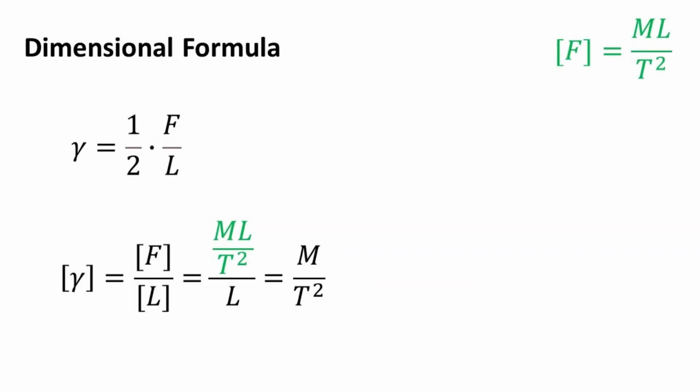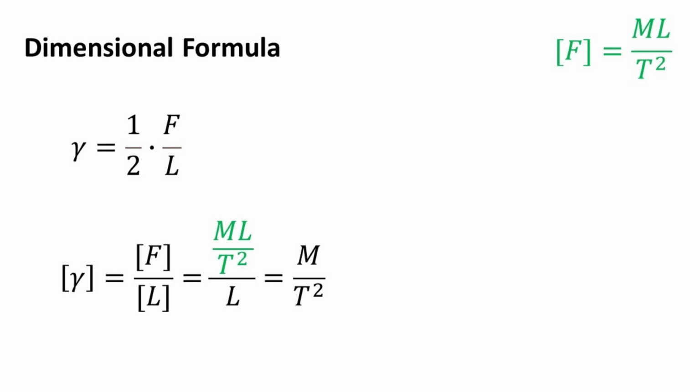Okay, now let's talk about this problem about the dimensional formula of surface tension. According to the equation given, surface tension can be determined after measuring force F and length L. Based on our previous derivation of the dimensional formula of force, we know that force F has primary dimensions of mass times length over the square of time. Dividing force F by length L derives mass over the square of time. Therefore, the dimensional formula of surface tension is mass over the square of time.